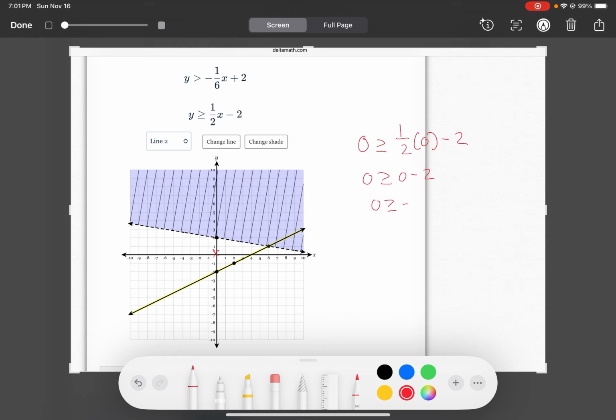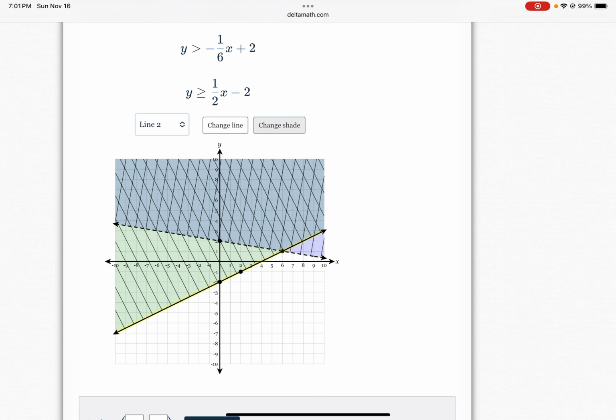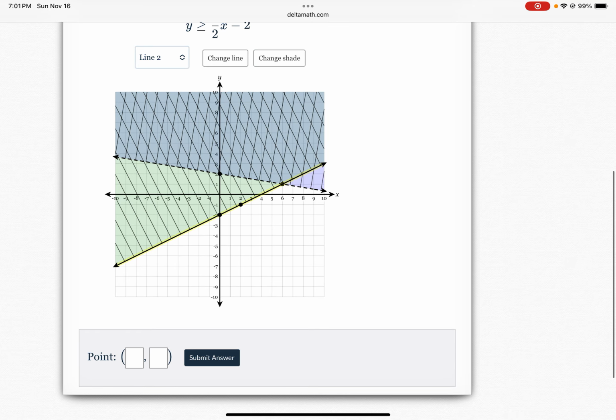Now you can use any test point you want. This is just an easy one to use. So this is a true statement. So we're going to shade toward the 0, 0. And there's going to be an overlap here at the very top that's kind of like a grayish color. So all of those points in that double shaded region will be solutions.